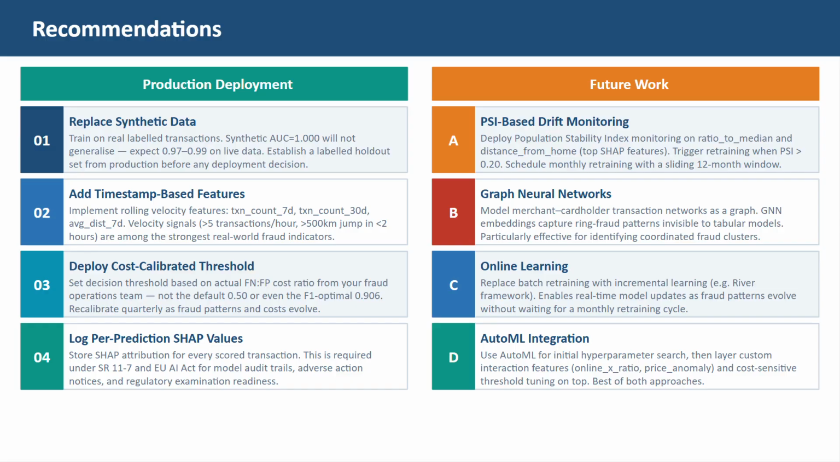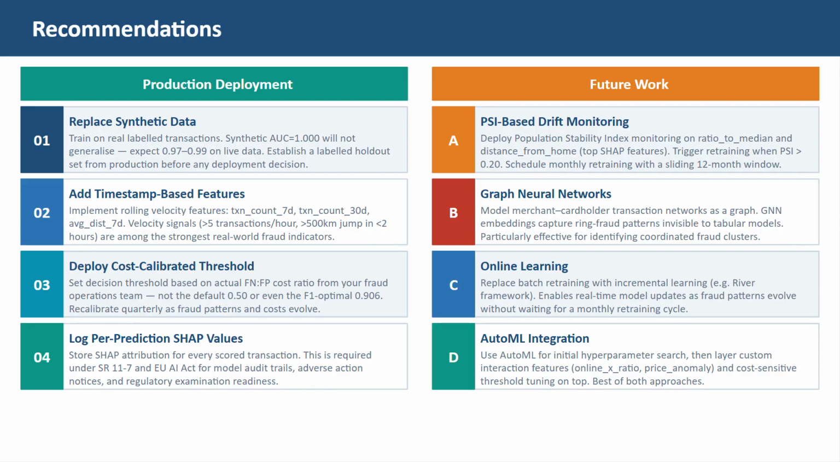And we can add time-step based features such as transactions per hour and transactions more than 500 kilometers apart. And we can deploy cost-calibrated thresholds, setting the decision threshold based on the actual false negative and false positive cost ratio from the fraud operations team. And we may also log the per-prediction SHAP values to avoid any risks.